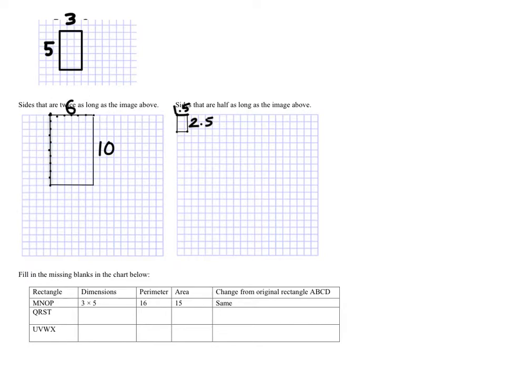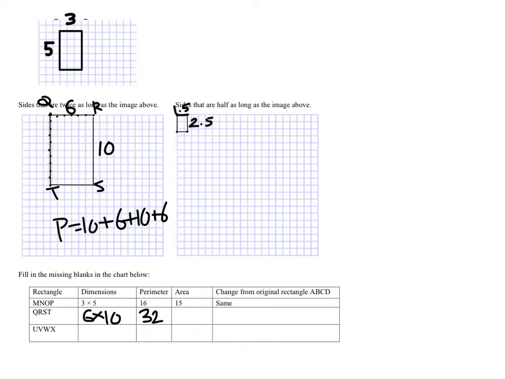The QRST one was this one. QRST. Its dimensions were 6 by 10. The perimeter is all the lengths added together. So the perimeter on these would be 10 plus 6 plus 10 plus 6, which would give us a perimeter of 32. Now we should be able to see that this perimeter is double the original perimeter.